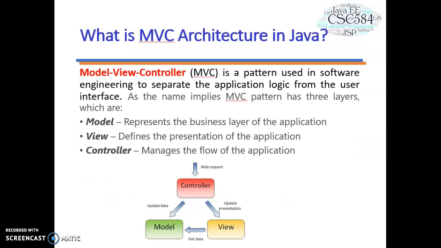Alright, moving on to MVC. MVC is the Model View Controller architecture, a pattern used in software engineering to separate the application logic from the user interface. MVC has three layers, which are model, view, and controller. The model represents the business layer of the application, the view defines the presentation of the application, and the controller manages the flow of the application. We will look into this in detail in the next topic.